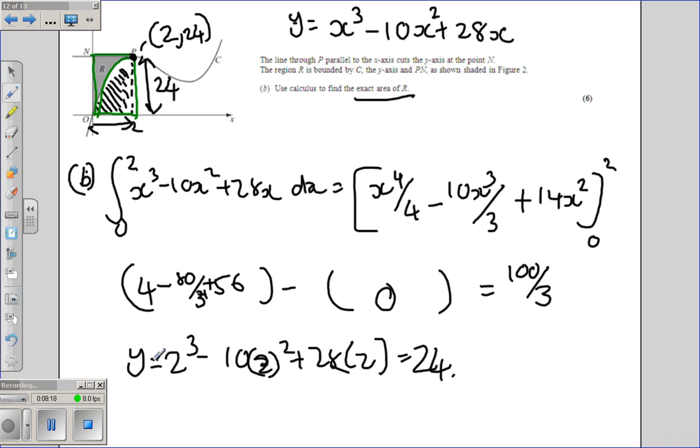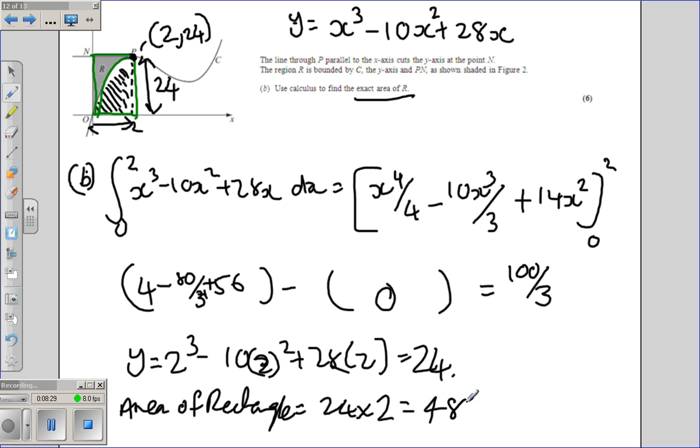So this green rectangle, final bit, area of rectangle equals 24 times 2, which is 48. And then we are subtracting, so the R, which is what we want, is the rectangle, which is 48, subtract the bit that we found before, 100 over 3. So 48 subtract 100 over 3 as a fraction gives us 44 over 3, and leave it like that because, like I said, it wants the exact area. And that's that question finished.